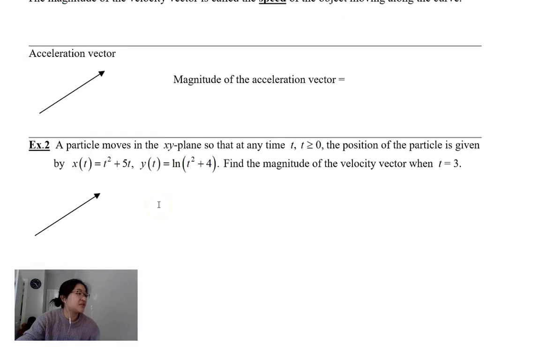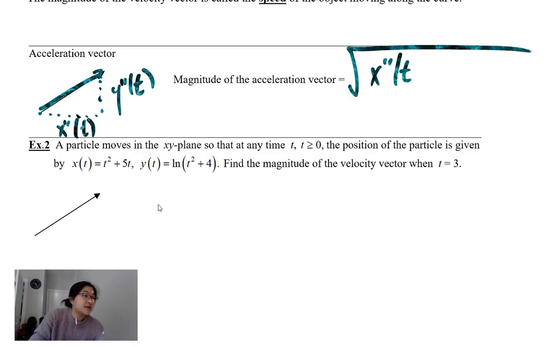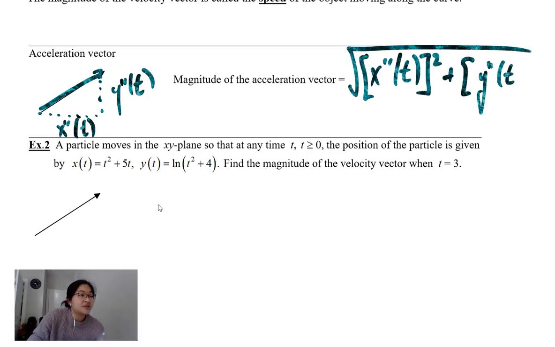And then, what about our acceleration? Magnitude of our acceleration vector. You guessed it, it's the second derivative. So we have x double prime and y double prime. So that gives us our magnitude of our acceleration, which is root x double prime t squared plus, we'll change to brackets, it doesn't really matter, but it looks a little clearer, maybe.